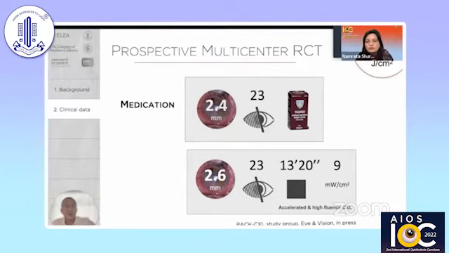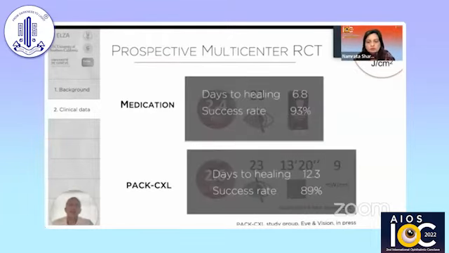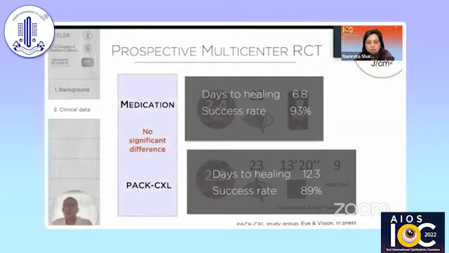And here we had a very interesting result that will be published now in the next weeks, which is in press with Eye and Vision. We saw no difference in days to healing and in the success rate, whether you use medication alone or PACK cross-linking alone. In other words, no significant difference. And this is a very, very interesting and encouraging finding.